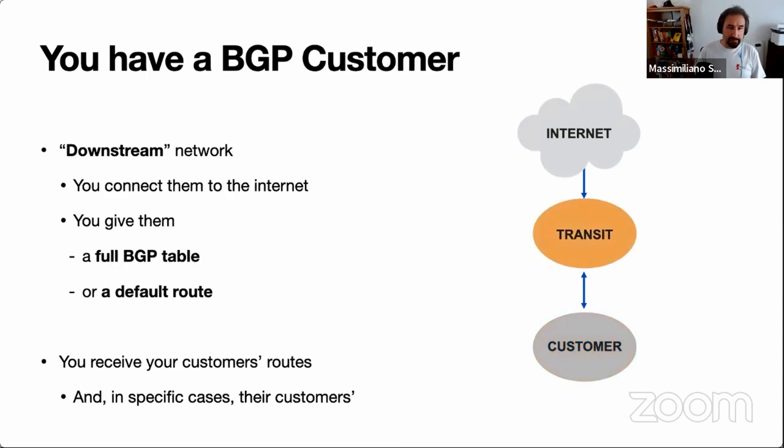But you can become a transit, and then you have downstream networks. Again, you can be playing the transit, providing them a full BGP table with almost 1 million routes or just the default route. And you receive from your customer their routes and in some cases also their customers' routes. So you build a customer cone with that. And we'll see how this is important later on when we look at filtering.